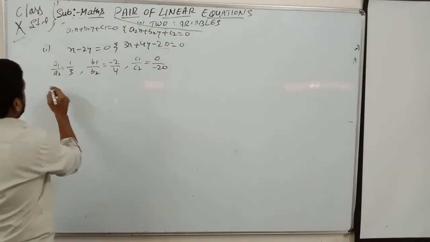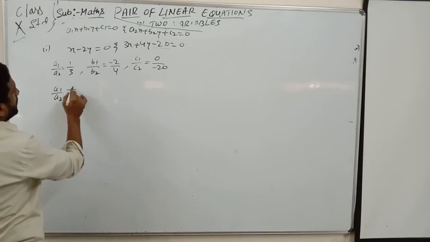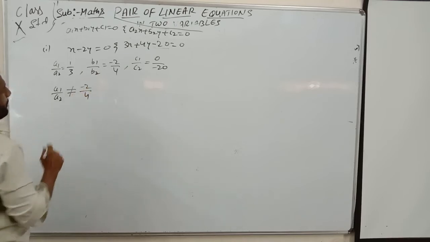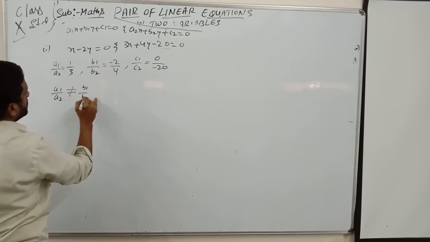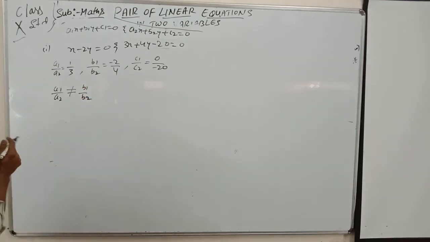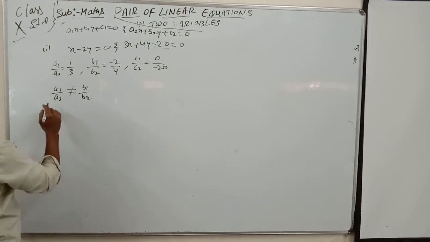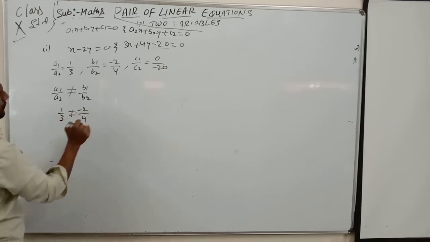Now here, a1 by a2 is not equal to b1 by b2. Yes or no? a1 by a2 value is 1 by 3, which is not equal to minus 2 by 4.